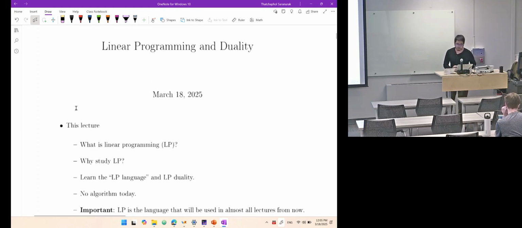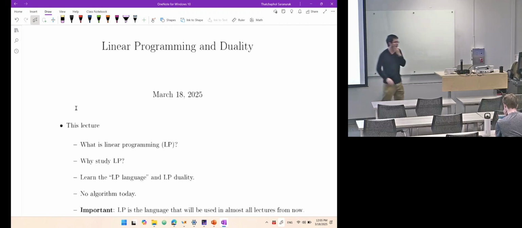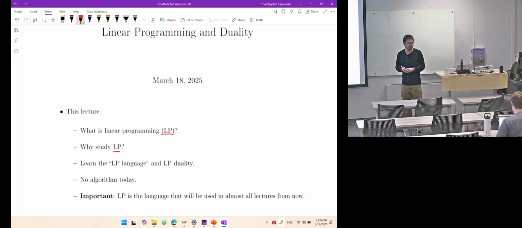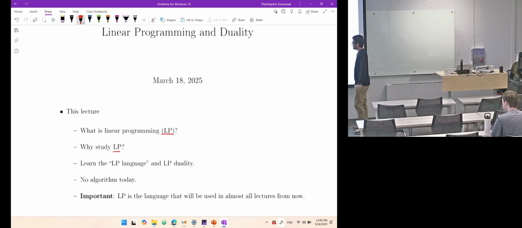Today is the beginning of linear programming and duality. So in this lecture, we will talk about what is linear programming, what is LP, why do we study it, and we're gonna learn a kind of LP language, a bunch of terminology, and the concept of duality. Actually, there is just no algorithm today.